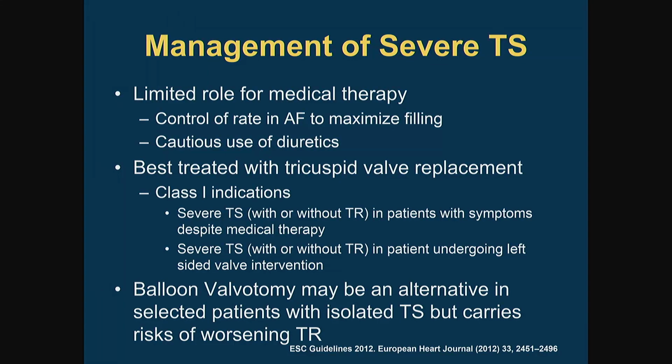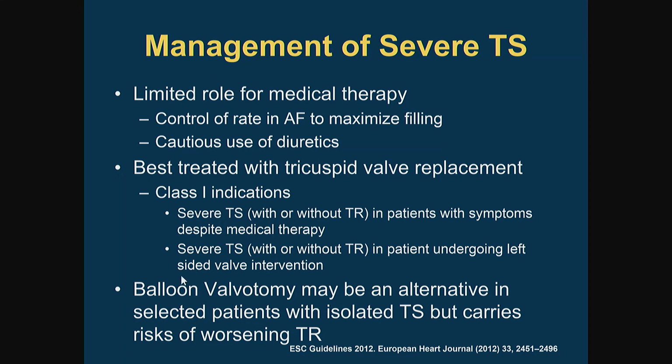The best treatment, as mentioned, is tricuspid valve replacement. The class 1 indications are severe TS with or without TR in patients who have symptoms despite medical therapy. This is a recurring theme in valvular heart disease, that if there are symptoms, then, in the setting of severe disease, you should consider valve surgery. And then in patients who are undergoing left-sided valve intervention who have severe TS, that's another reason to consider surgery.